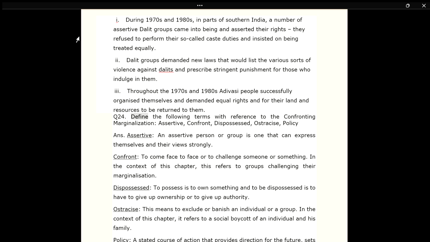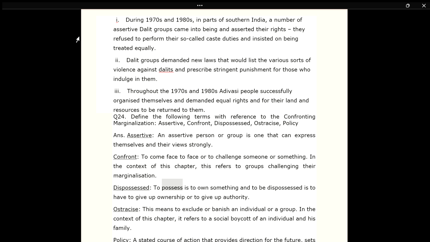Q24. Define the following terms with reference to confronting marginalization: assertive, confront, dispossessed, ostracize, policy. Ans. Assertive. An assertive person or group is one that can express themselves and their views strongly. Confront. To come face to face or to challenge someone or something. In the context of this chapter, this refers to groups challenging their marginalization.